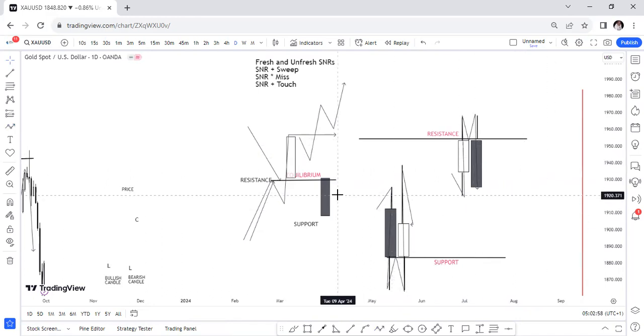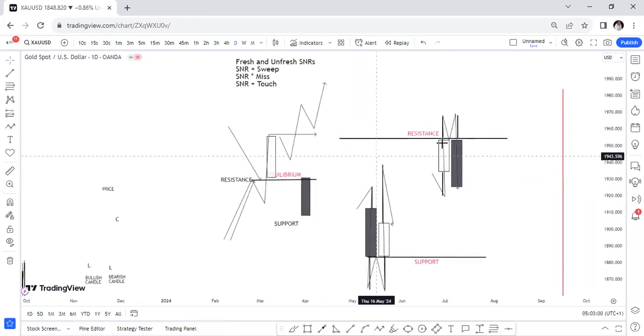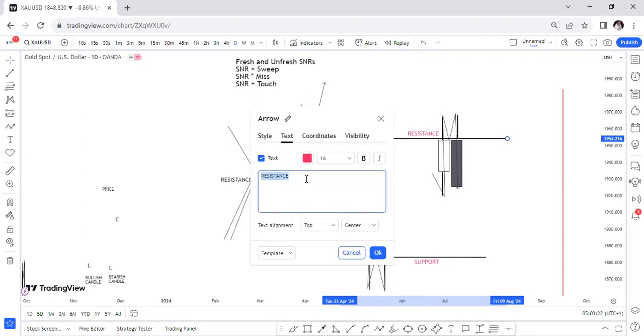So now, the purpose of this resistance and support level, which we have explained so far, is to see price. Next, we are going to look at how price is going to react at each level of this SNR. So how price is going to react?